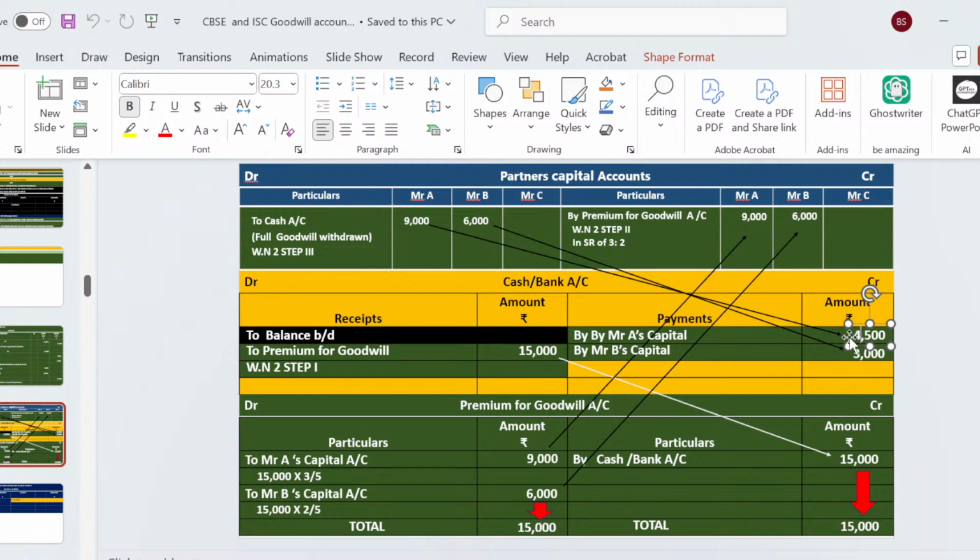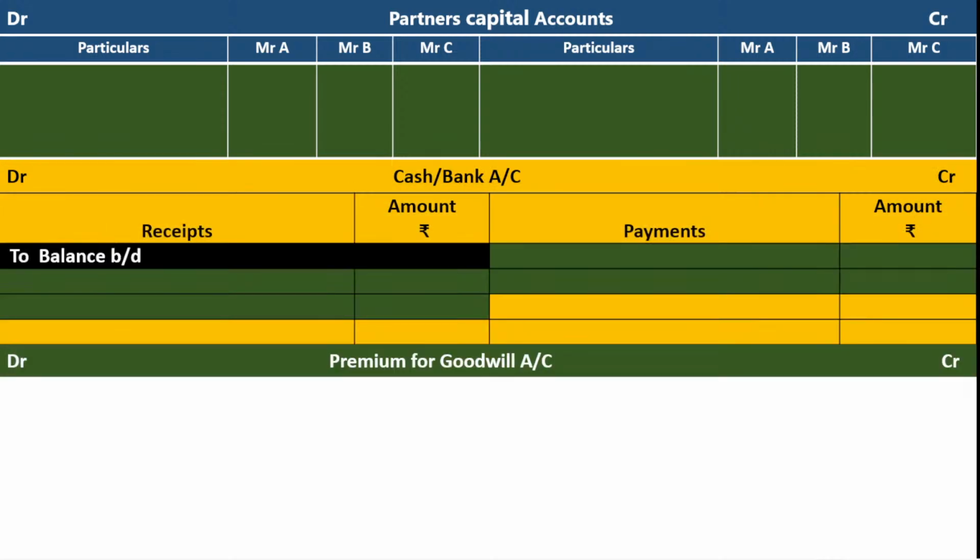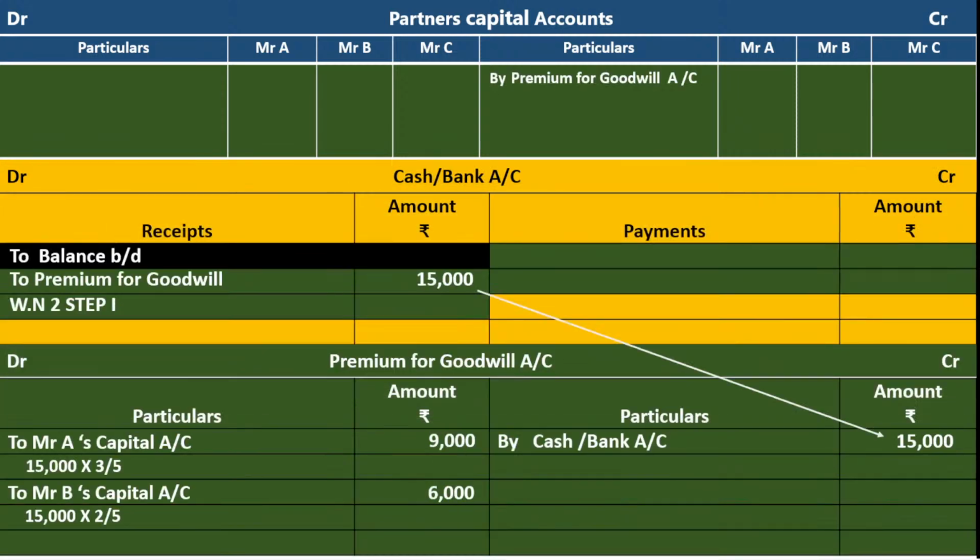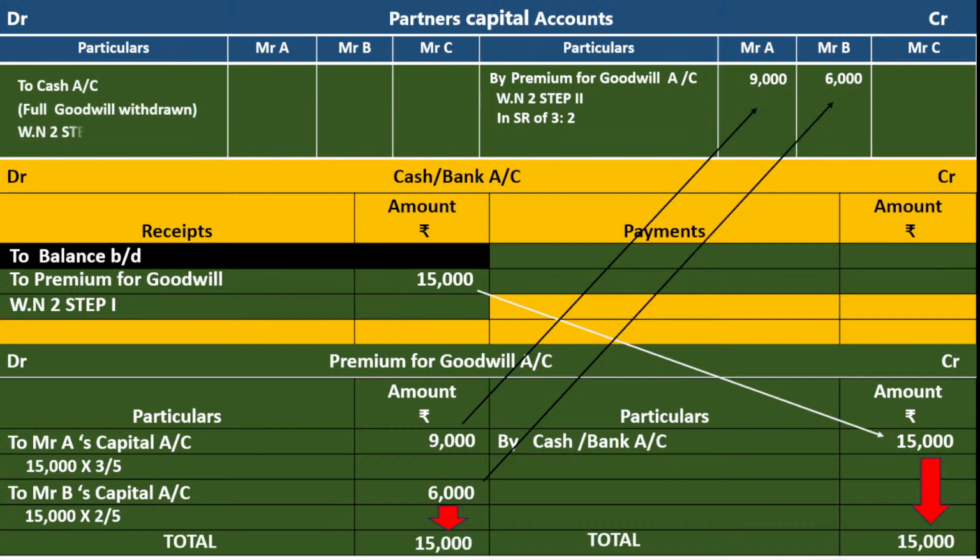It is a 9,000. Okay. Full goodwill amount, 6,000. Okay. Let us start. By Mr. A's capital account, only one time, 9,000. By Mr. B's capital account 6,000.